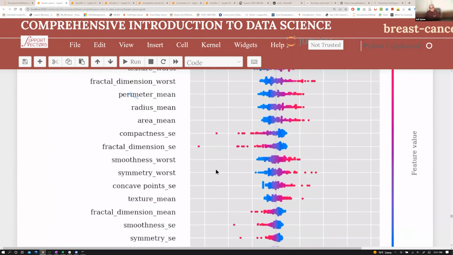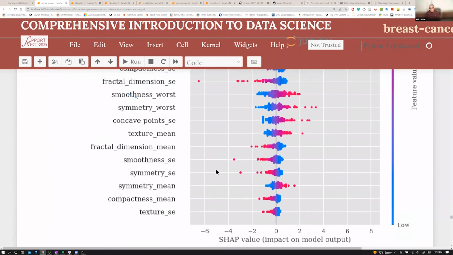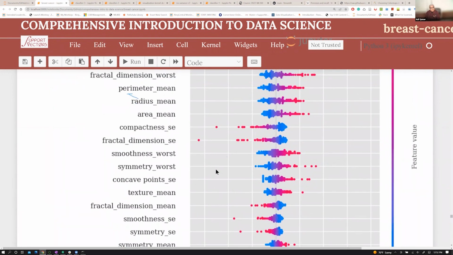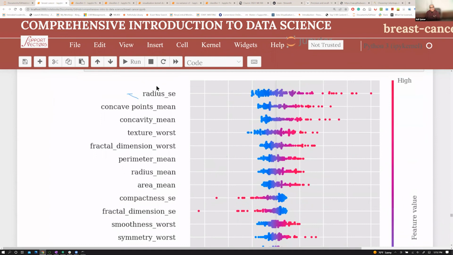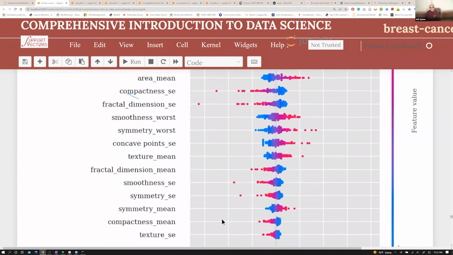So this is the Shapley value distribution of importance. Okay? What is the Shapley value? The bigger the Shapley value, the more it matters. So you can see radius has a huge impact. What are the other big Shapley values? Concavity mean is flying out. What other things are flying out? Compact SE is flying out in the negative direction. Fractal dimension is flying out in the negative direction. So these are the important ones.